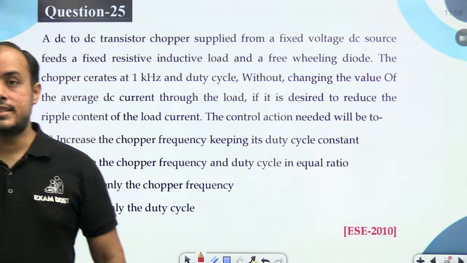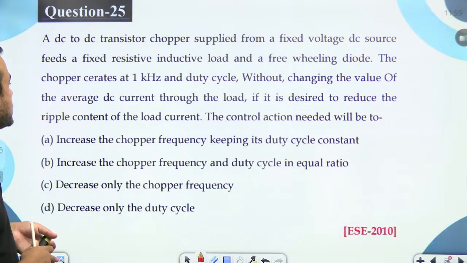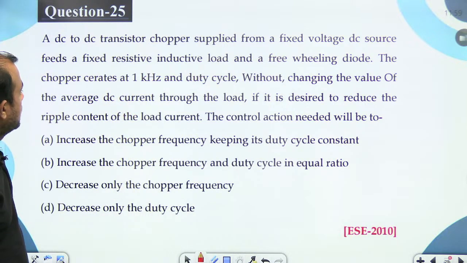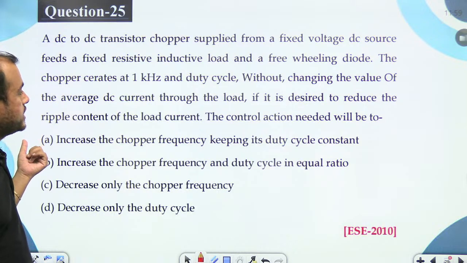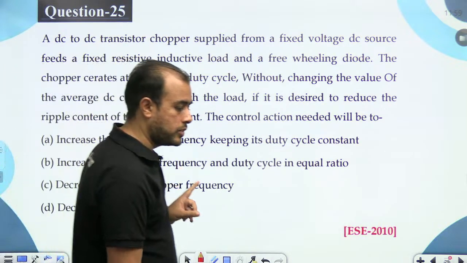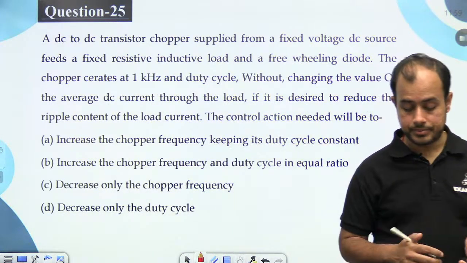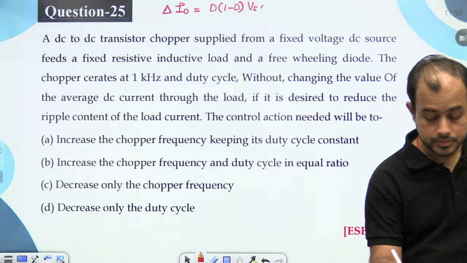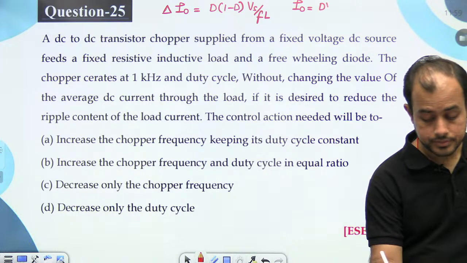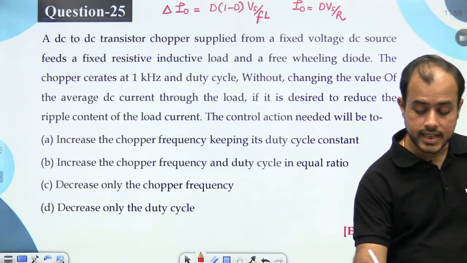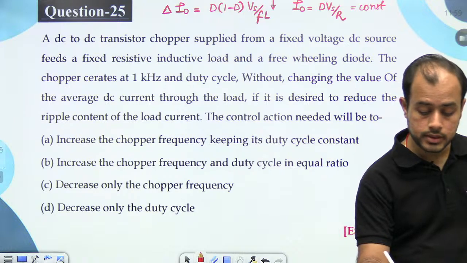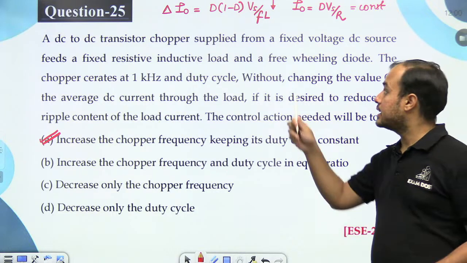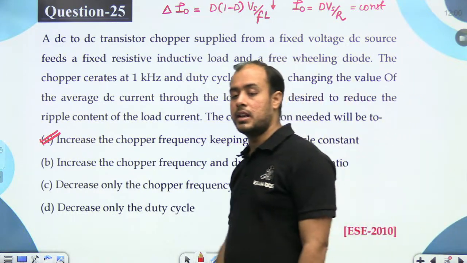Correct? A DC to DC transistor chopper is supplied from a fixed DC source with a fixed RL load and a freewheeling diode. The chopper operates at 1 kilohertz. Without changing the value of average DC current, it is desired to reduce the ripple current. I don't want to change the average, but I want to reduce the ripple. So I need to increase the frequency, keeping the duty cycle constant. If I increase frequency and do not change the duty cycle, the ripple will reduce.